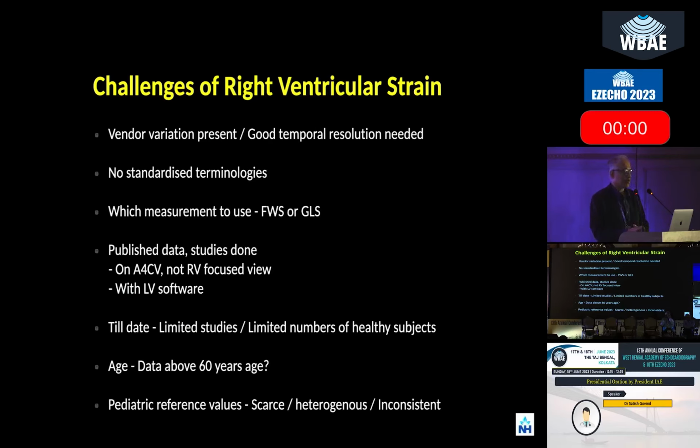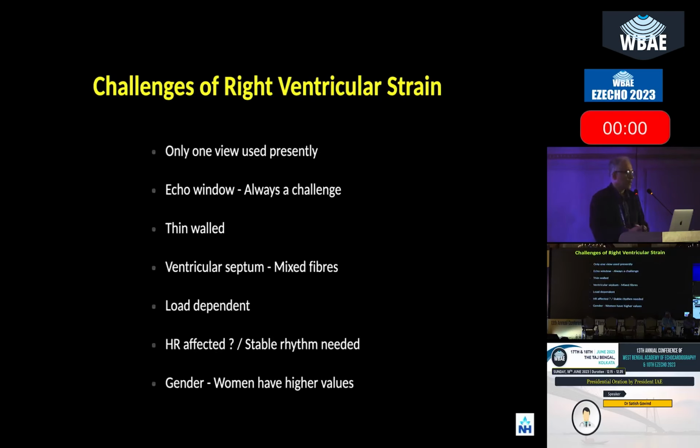And published data: how much do we rely on the previous studies? These have been done on apical 4-chamber views, not the RV-focused view. So is it really reliable? Earlier it was being done with LV software, and now we have a dedicated RV software. So how reliable is the old data? The studies themselves are limited in terms of numbers also. There is no data above 60 years of age, and pediatric normal ranges are even scarcer. And again, challenges: you have only one view, and then the echo window is always a challenge compared to the LV.